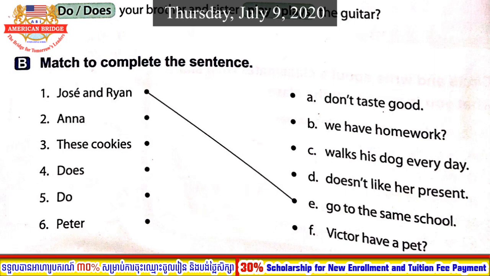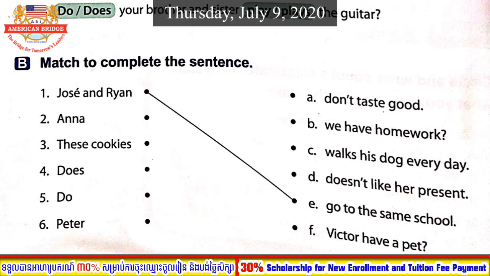And number 2, Anna. So Anna is normally a girl. So Anna don't taste good. Anna we have homework. Anna walks his dog every day. Anna doesn't like her present, or Anna Victor have a pet. So here Anna is a girl, so you have to find the subject that is girl. So letter D, right? Anna doesn't like her present.